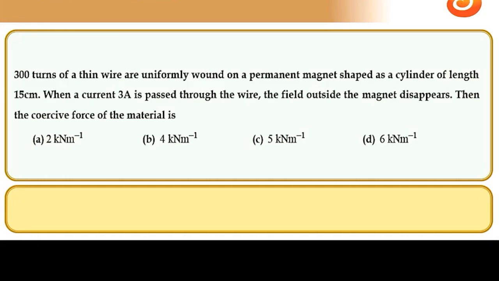"300 turns of a thin wire are uniformly wound on a permanent magnet shaped as a cylinder of length 15 cm. When a current of 3 ampere is passed through the wire, the field outside the magnet disappears. Then the coercive force of the material is." Okay.